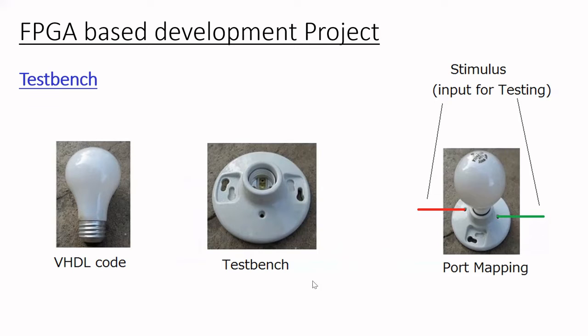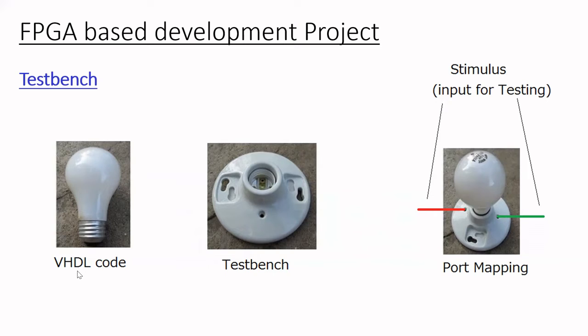Please keep this in mind: VHDL code, test bench, port mapping. The VHDL code is the code that you develop, the design under test. The test bench is a place where you will put your code. Port mapping is the process where you match the plus with the plus and minus with the minus between the boards, between the bulb and its holder. And when you apply the signal, this is called stimulus. So: code, test bench, port mapping, and stimulus.